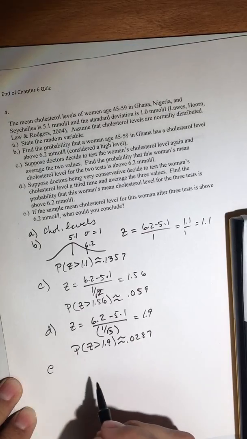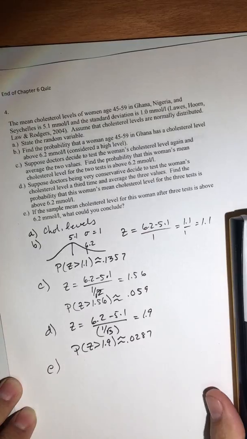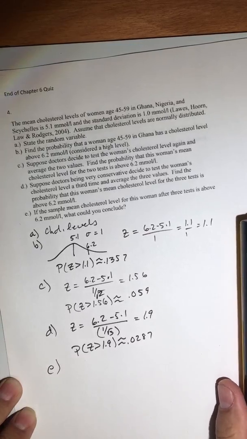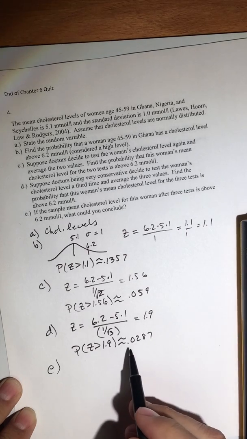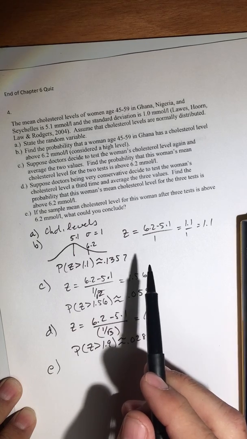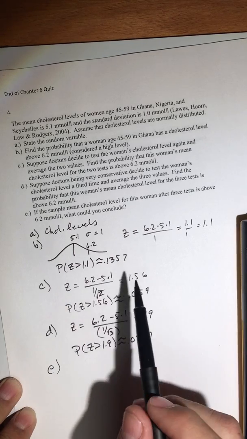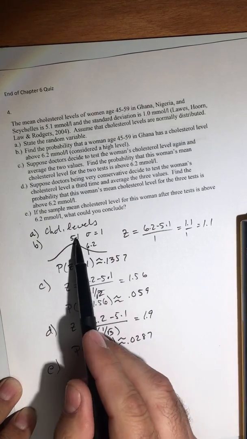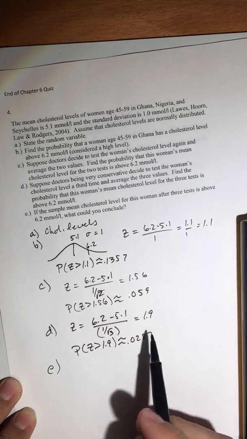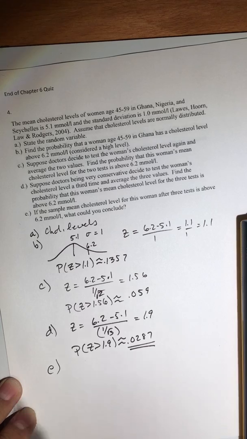And then E, if the sample mean cholesterol level in this woman after 3 tests is above 6.2, what would you conclude? Well, we would conclude that we're fairly confident that her cholesterol level is in fact high and higher than average, because the likelihood that this would have happened by random chance is very small. So therefore, we're fairly confident that she does in fact have high cholesterol.